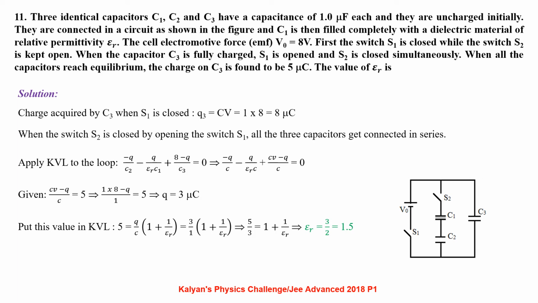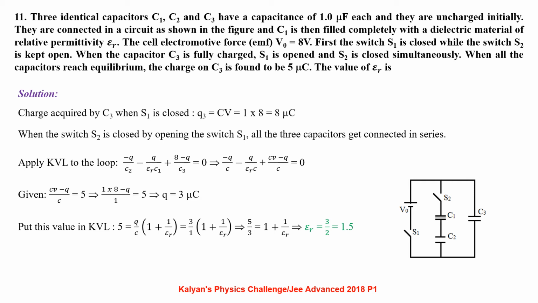First the switch S1 is closed while the switch S2 is kept open. When the capacitor C3 is fully charged, S1 is opened and S2 is closed simultaneously. When all the capacitors reach equilibrium, the charge on C3 is found to be 5 microcoulomb. The value of epsilon r is? The charge acquired by C3 when S1 is closed, Q3 equals CV, that is 8 microcoulomb.